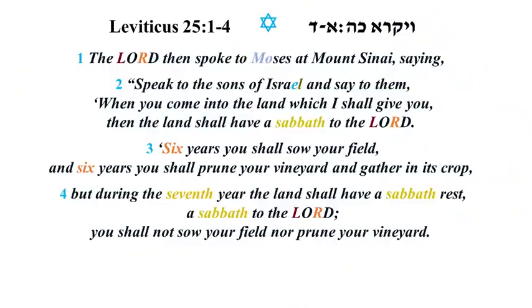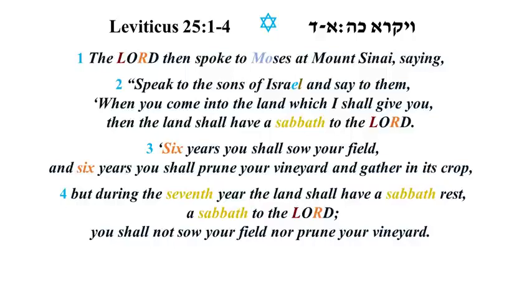Things will go well. And in Leviticus 25, verses 1 through 4, it says, Yahweh then spoke to Moses at Mount Sinai, saying, speak to the sons of Israel and say to them, when you come into the land which I give you, then the land shall have a Sabbath to Yahweh. 6 years you shall sow your field, and 6 years you shall prune your vineyard and gather in its crop. But during the 7th year, the land shall have a Sabbath rest, a Sabbath to Yahweh.